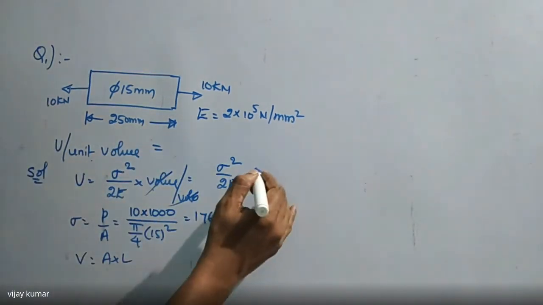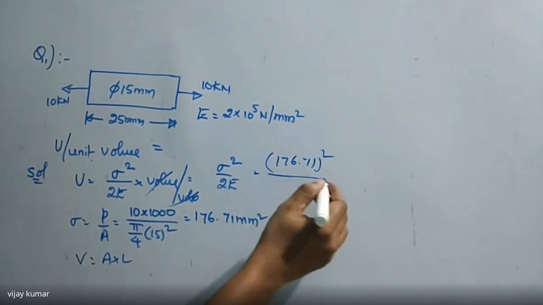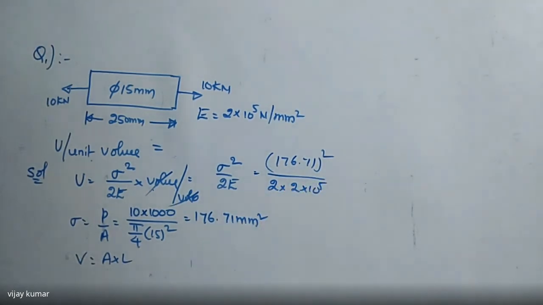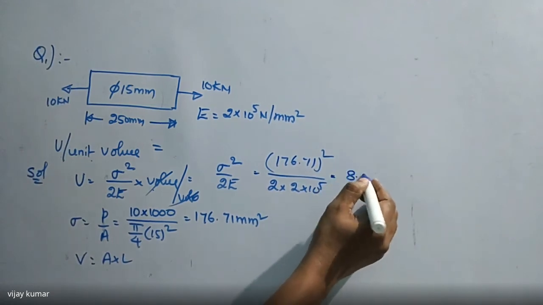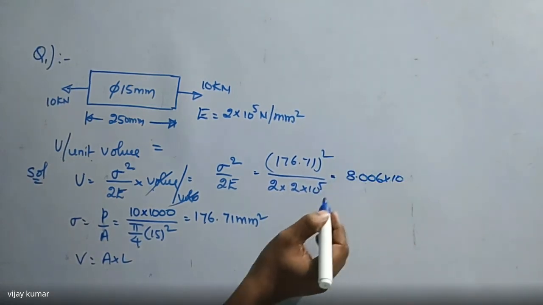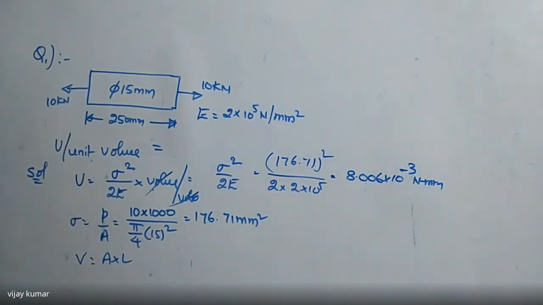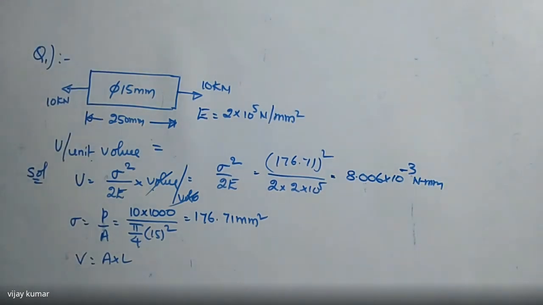So then what is sigma here? 176.71 whole square divided by 2 into 10 to the power of 5. Got my point or not? So that is the value. I got the value of 8.006 into 10 power of minus 3 Newton per mm cube. That is Newton per mm cube.